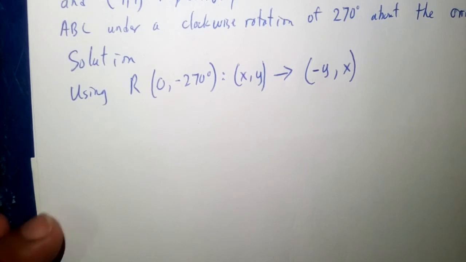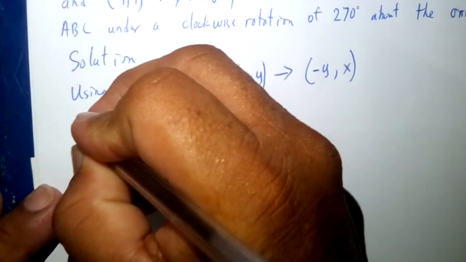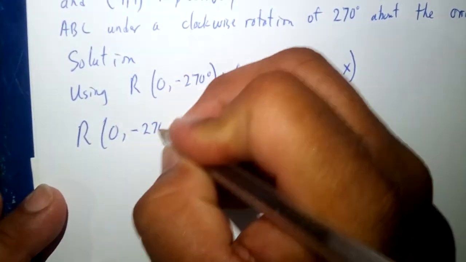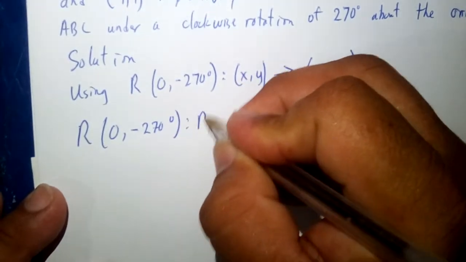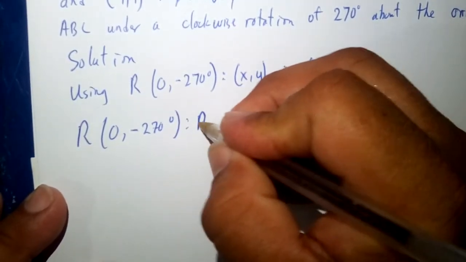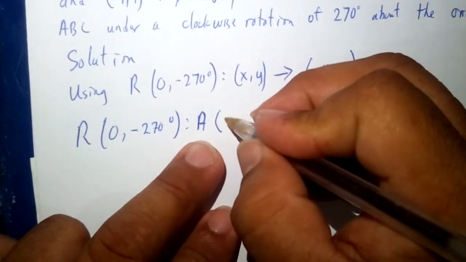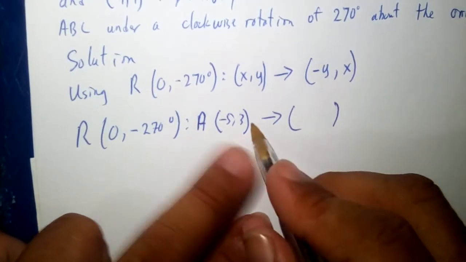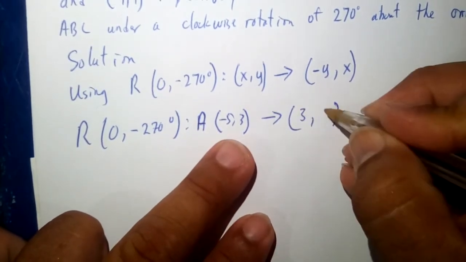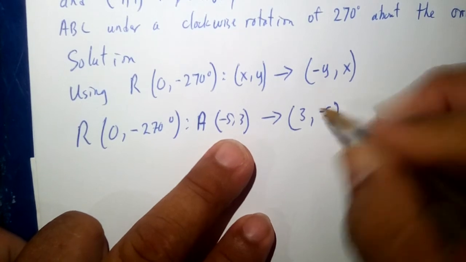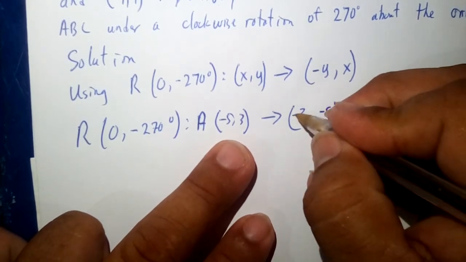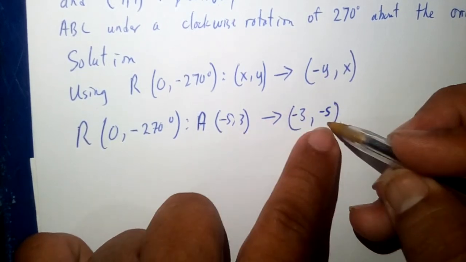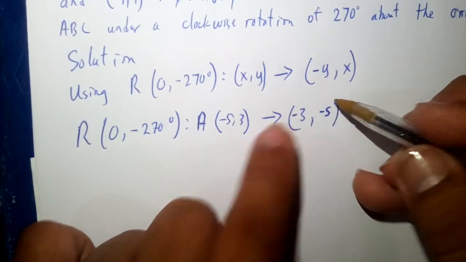All right, so we have the solution. We get rotation of 0, negative 270 degrees, such a point A, okay, and the point A is negative 5 and 3, and so the first thing to do is to swap them. So this becomes 3 and negative 5. However, the 3 needs to change sign, so it becomes negative. We don't change the x value, which became the y. So swap them first of all, and then negate the new x value.